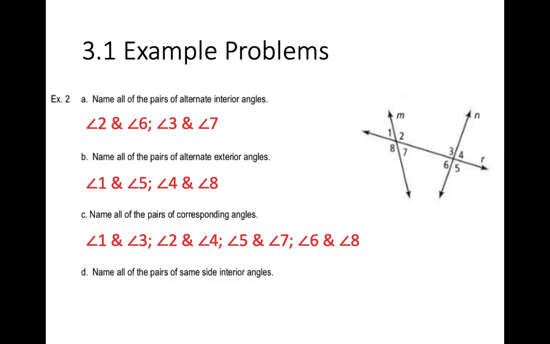And the final one, name all the pairs of same side interior. So again, interior is going to be our 2, 3, 6, 7. And then same side would be, well, 2 and 3 are on the same side, and 6 and 7 are on the same side. So 2 and 3 and 6 and 7 are same side interior angles. Any questions? Okay, just a lot of terminology today. Not any math yet, but just a lot of terminology we have to go through.